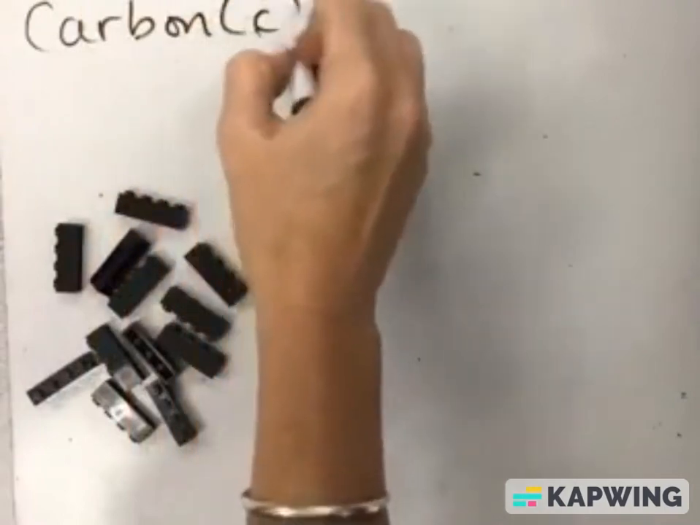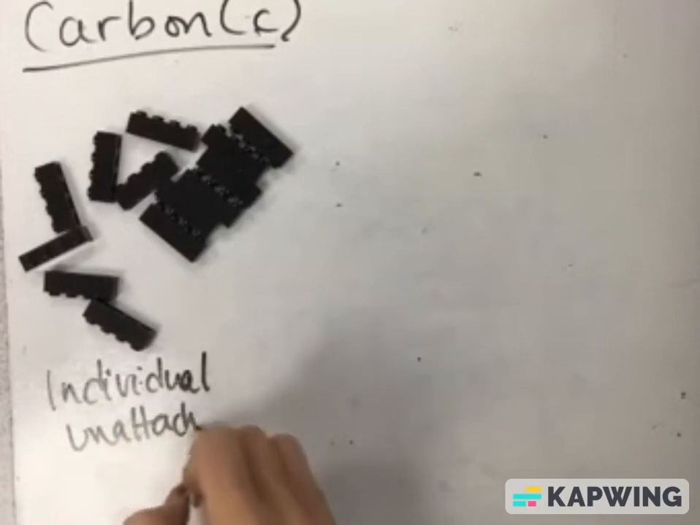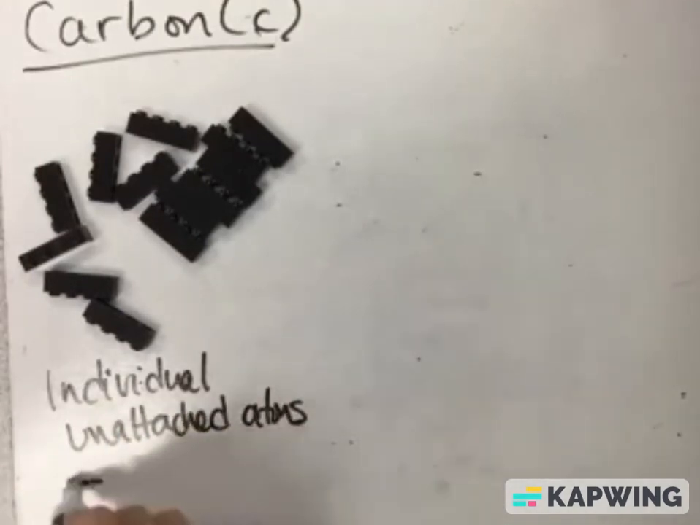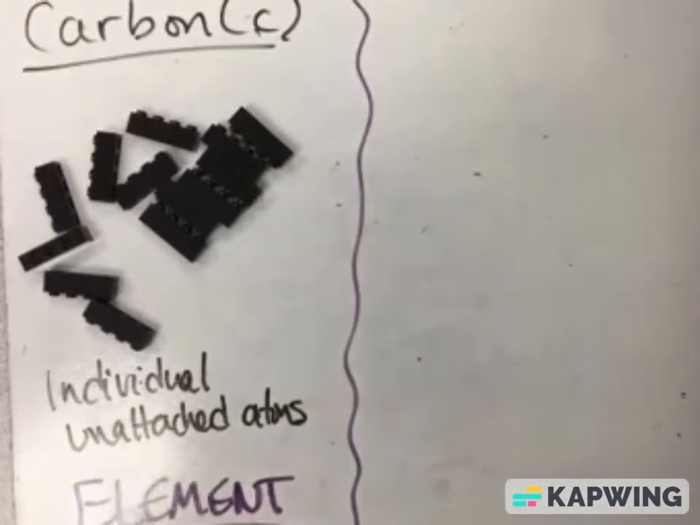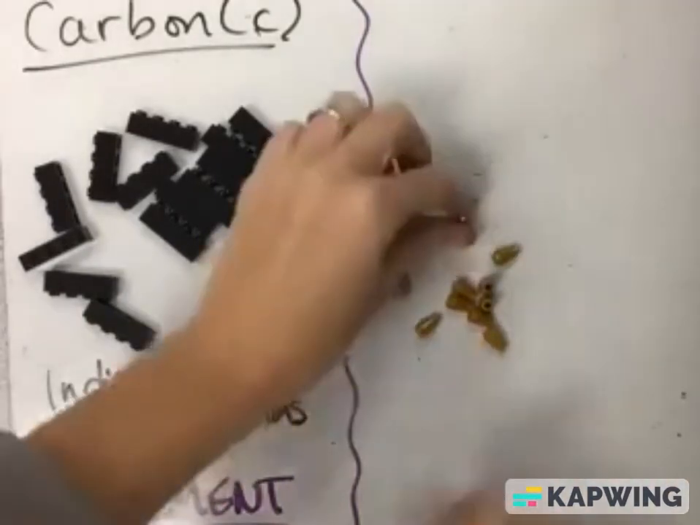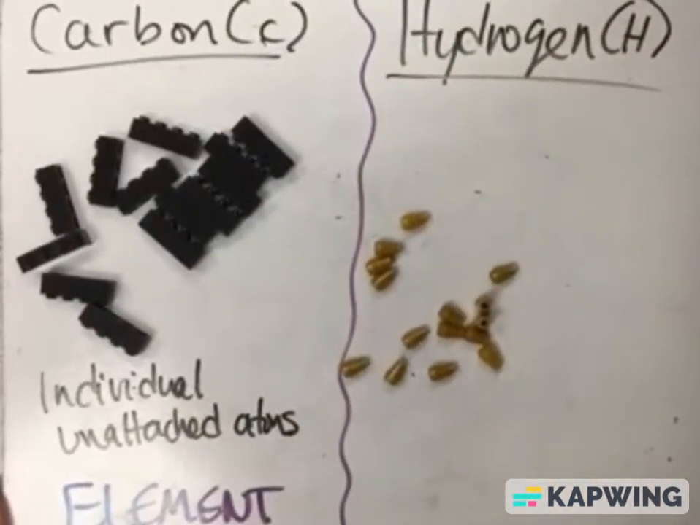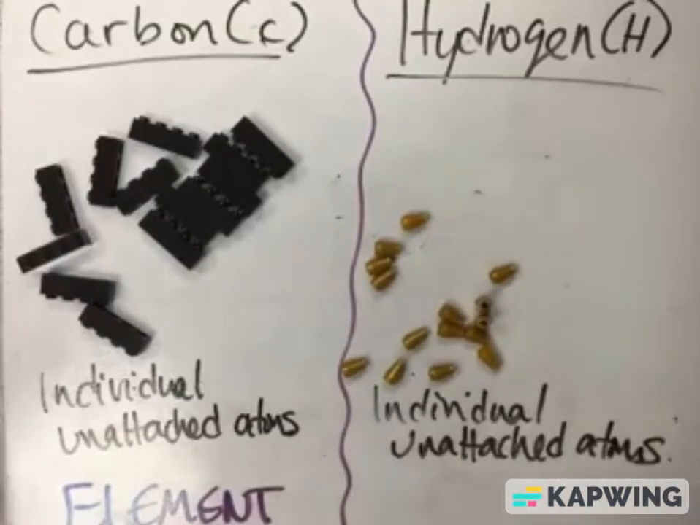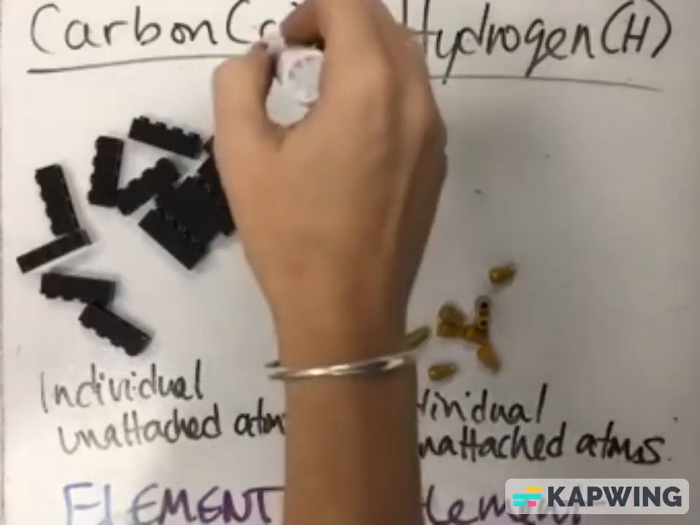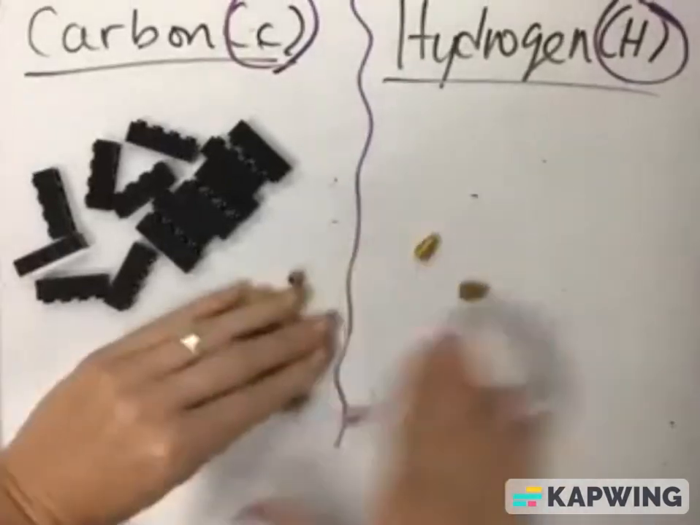Let's take a look at another example. So we have a bunch of unattached individual carbon atoms. So we have carbon is a what? Boom shakalaka, that's right, an element. And on the other side of the board, we have a bunch of these little gold kind of conical structures. And they are hydrogens, capital H. They are also individual unattached atoms, which makes them an element. So we have 2 different elements, elemental carbon, elemental hydrogen. They each have a singular atomic symbol.